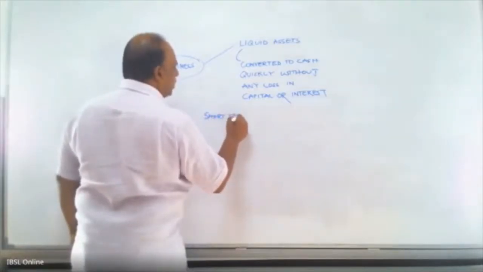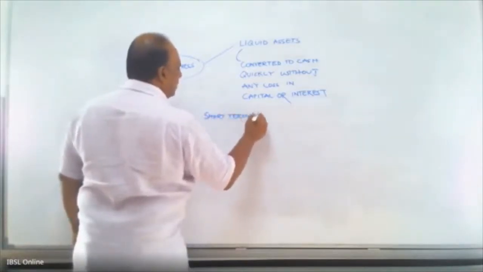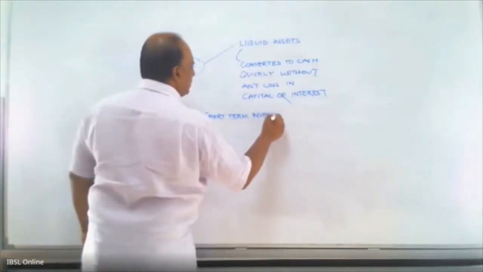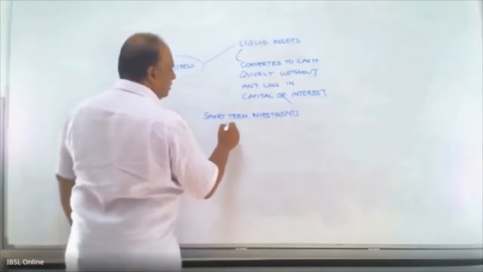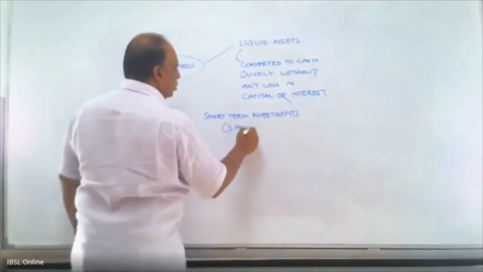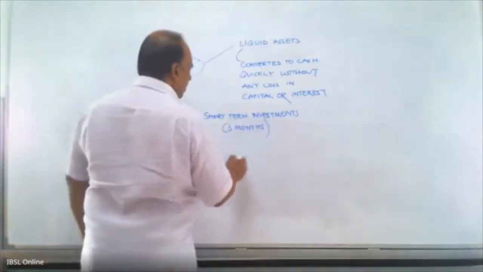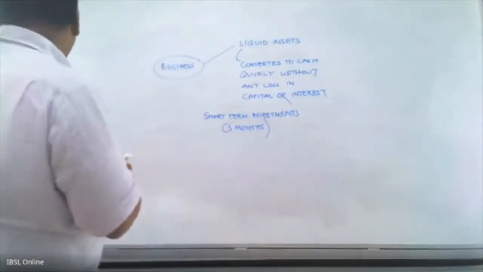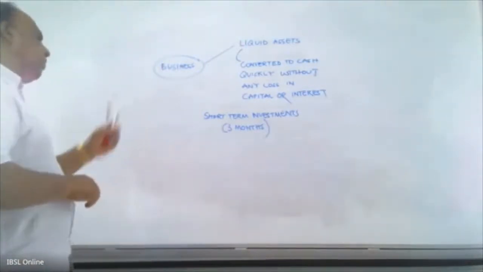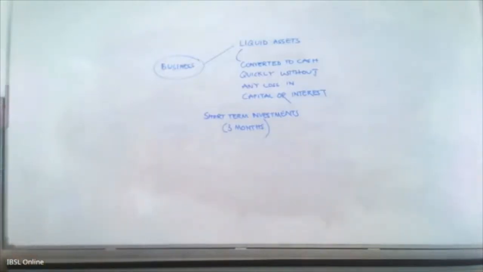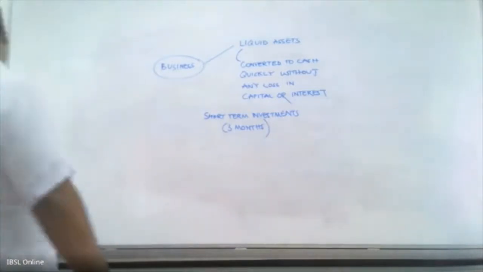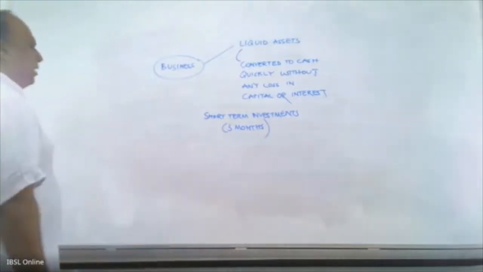We call it short-term investments. Generally, short term means 3 months. Short term is your 3 months. So any investment, any deposit you can have for a period of 3 months can be called a short term investment. So the next definition was cash flows, which I have already explained to you.